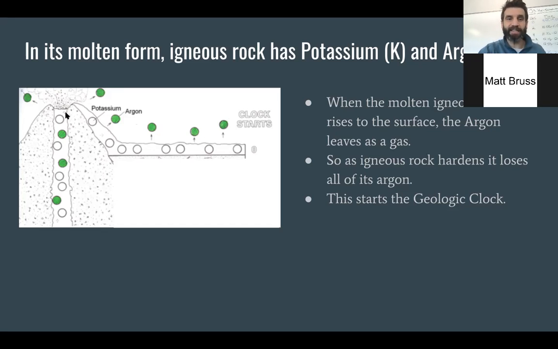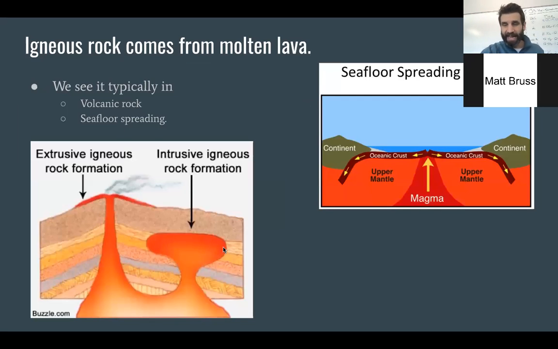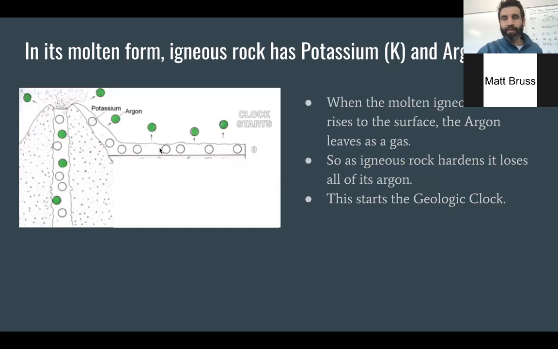So when argon gets exposed to the atmosphere, when it originally is formed, it bubbles out and it leaves as a gas. And in fact, it does that even in those intrusive formations, that it's so hot that the argon gas can percolate up through the layers above it and leave the newly formed rock. So what this means is when a molten rock comes up and forms its initial layer, either pouring out of a volcano or moving into a new crack, when it comes up and starts to cool and harden, all of the argon is gone.